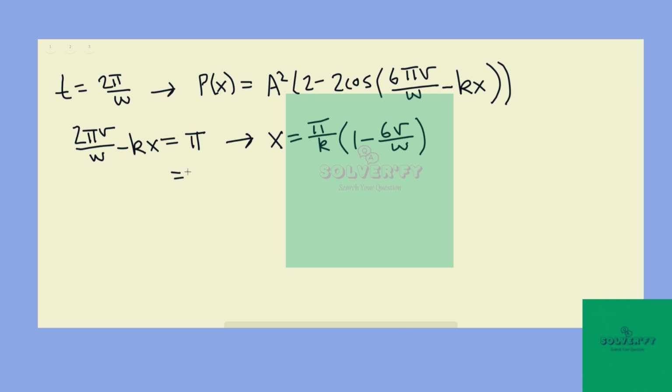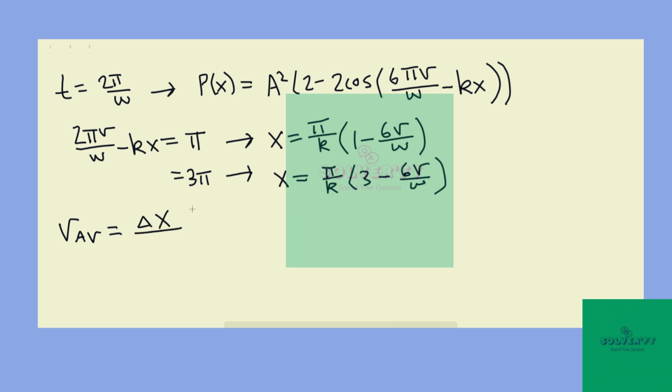And doing the same thing for 3 pi to give us a second x value, something very similar. Pi over k, 3 minus 6v over omega. Those are our two values for the next time step. So now let's get this v average, which is simply the change. We can take one of our x values for the time equals 0 case, and then for the time equals 2 pi over omega case, take the difference over the time difference. That should give us some average velocity. So let's do the first one for both cases.